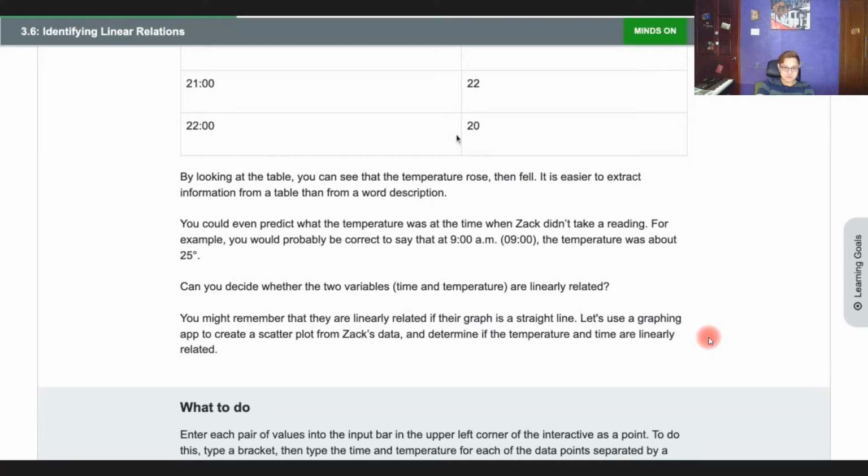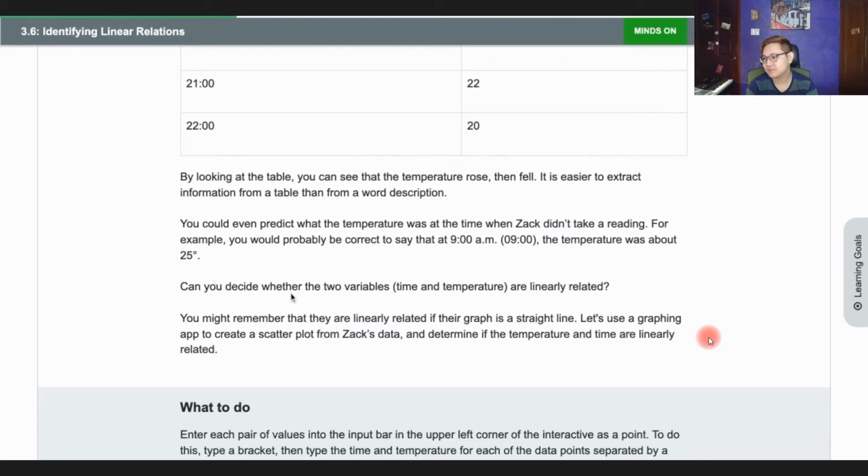Looking at the table, you can see the temperature rose and fell. It is easy to extract information from the table, more than from a word description. You could even predict the temperature at a time when Zach didn't take a reading. For example, you would probably be correct to say that at 9 a.m. the temperature was about 25.